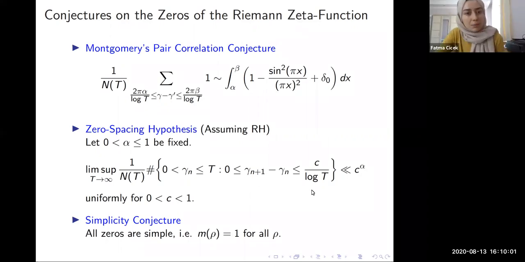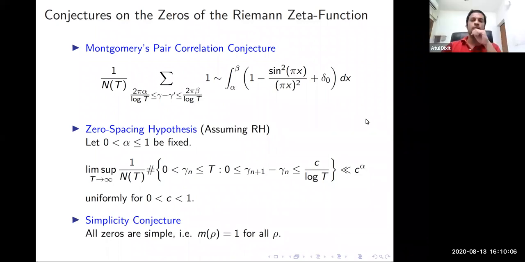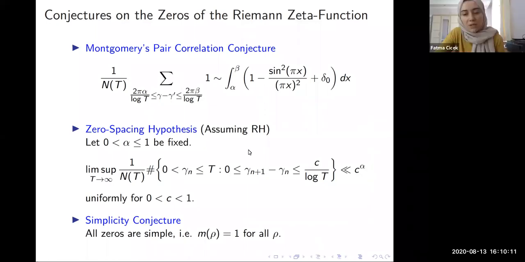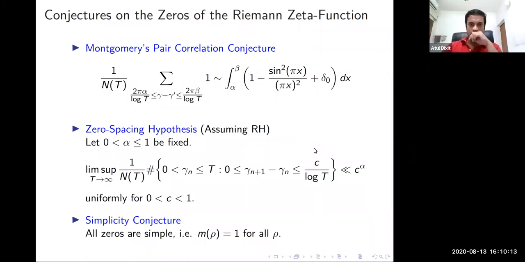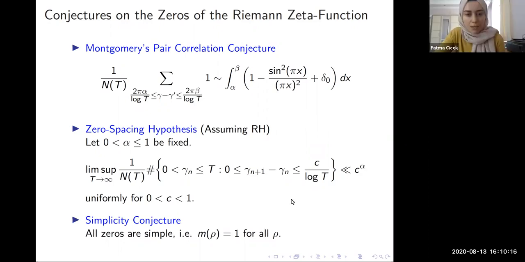So remember, the average spacing between zeros is about 2π/log T. So we look at gamma_{n+1} − gamma_n being less than c/log T, for any constant c that is small. And then we count the number of zeros where the next zero is really close to that zero gamma_n. And we don't expect to have a lot of such zeros that are really close to each other. This is given with this hypothesis.